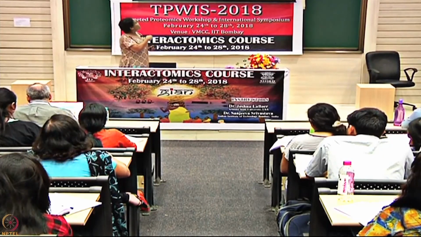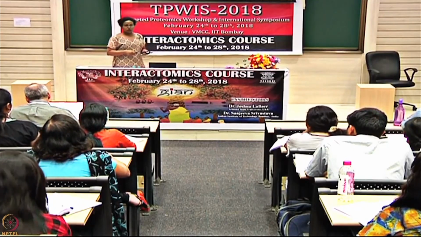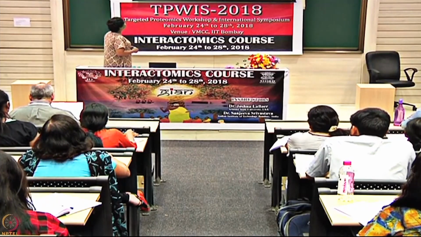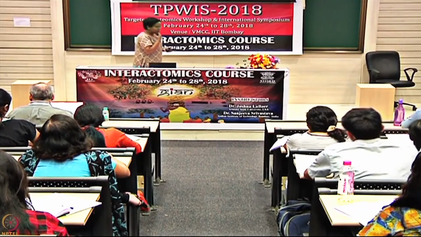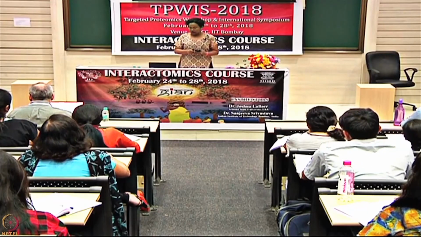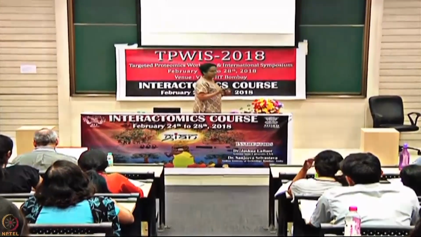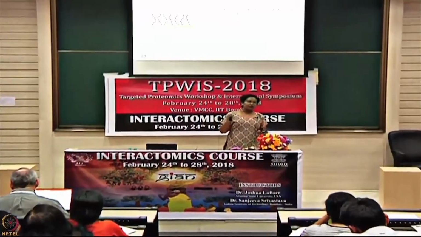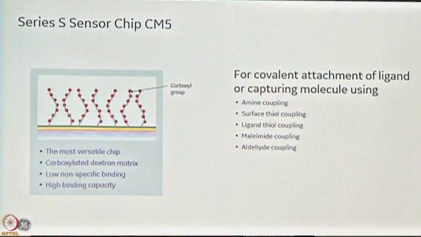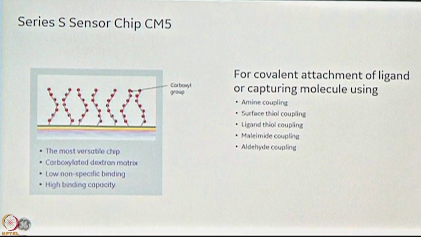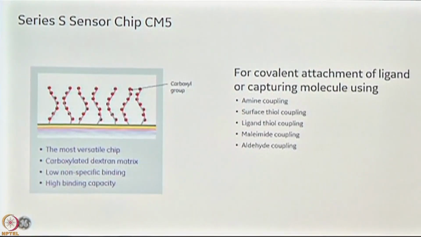There is another one which is not added here, which is the CM7, typically used for small molecules. Okay. A little bit more detail on the chips. You know the basic structure of the chip. The chips are on a glass surface on which there is a gold coating, then there is a linker molecule where the dextran molecules are attached, and the dextran molecules have carboxymethyl groups, and in these carboxymethyl groups is where your covalent linking happens. The CM5 chip is our most versatile chip.